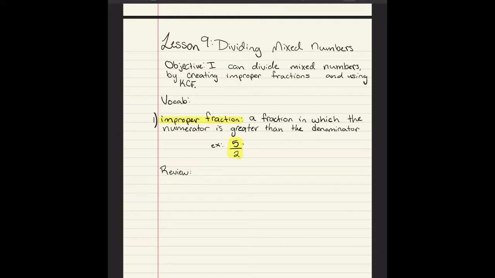because the 5 is our numerator and it is greater than the denominator, which is 2. Is 1/2 an improper fraction? No, because the numerator is less than the denominator.